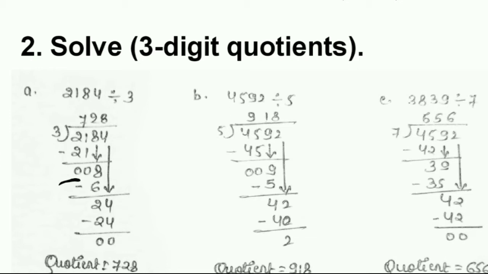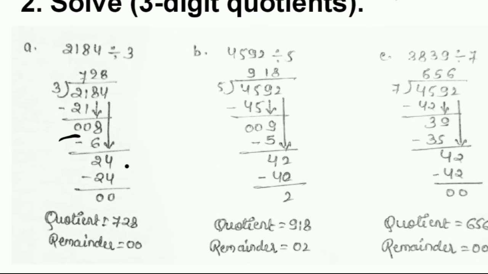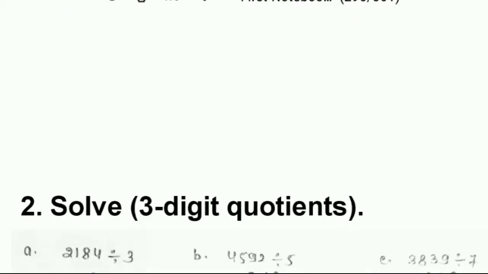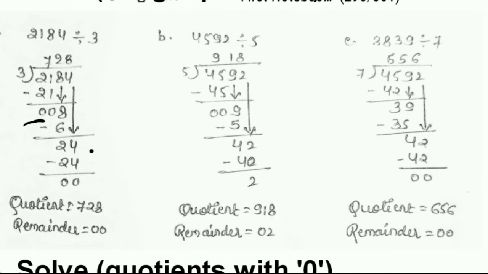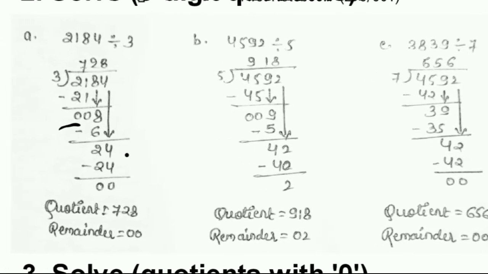So now we will write 8. 3 twos are 6, so again the remainder is 2. Then we will write 4. So 3 eights are 24. In this one, the quotient will be 728 and the remainder is 0.